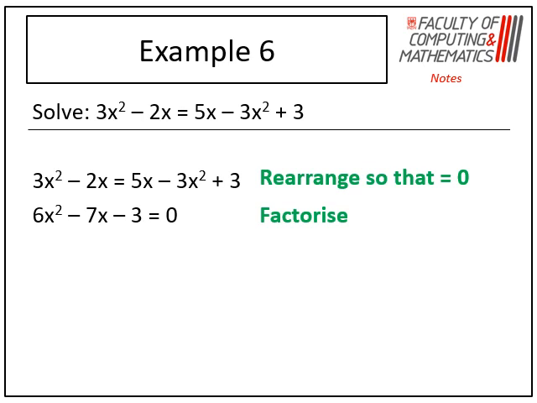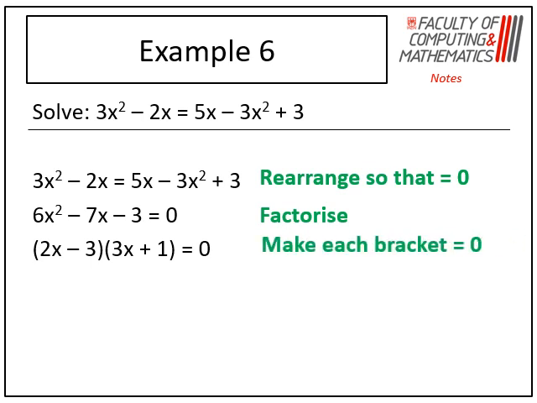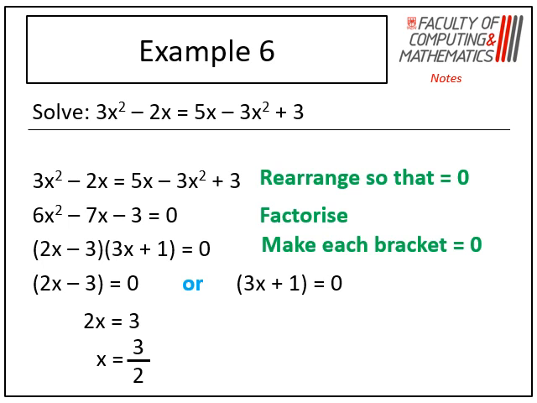Again, regardless of what method you use, you should have ended up with 2x take 3, and then 3x plus 1 is equal to 0. At this point, we should know that we're pulling apart those two brackets and setting them equal to 0. So you should end up with 2x take 3 is equal to 0, or 3x plus 1 is equal to 0. Solving on the left, I would add 3 to both sides, and then divide by 2 to get a single x on its own. You end up with x is equal to 3 over 2.